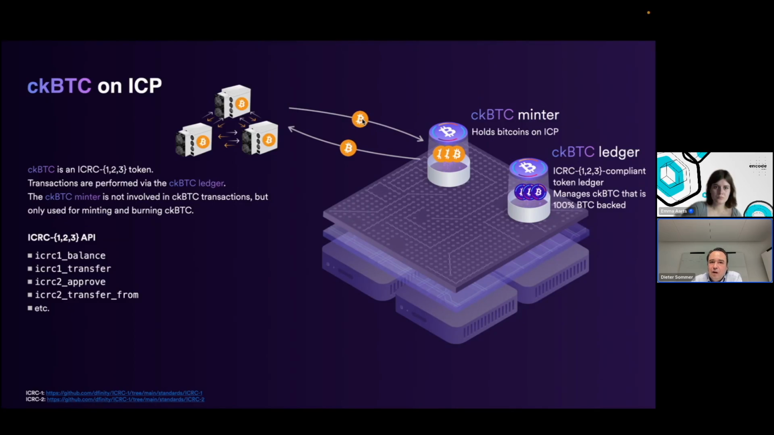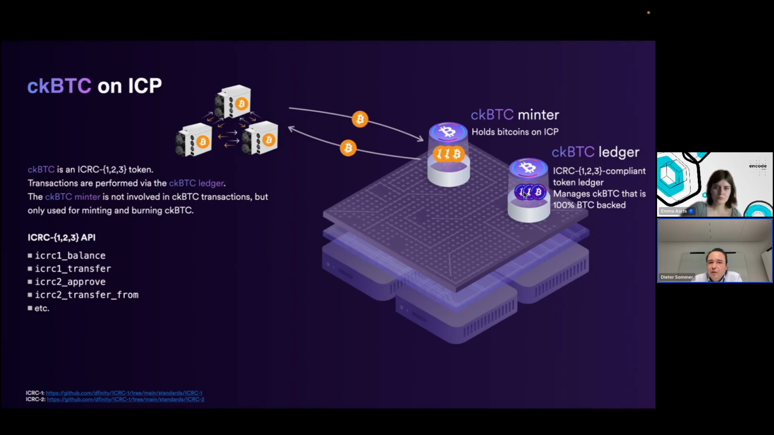I think it's currently 2 hours. It will be reduced to 1 hour if I'm not mistaken. So 6 confirmations. And then this canister locks up those received Bitcoins. And once it has enough confirmations to be sure that there's no reorg on the Bitcoin network, it mints a twin token, the ckBTC token, on the ckBTC ledger.